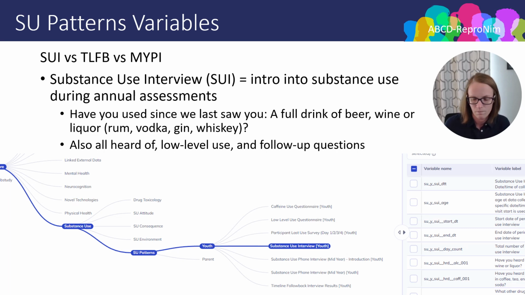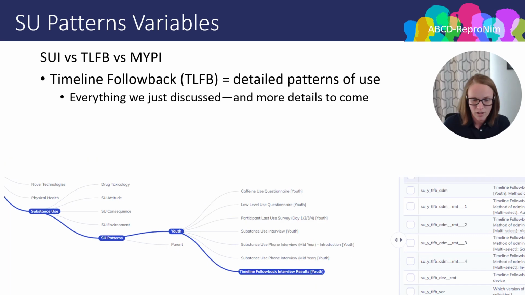The next module that's important to know about is the timeline follow-back. This is detailed patterns of use. Again, there are a lot of summary variables available for you within this table. You can see a snapshot of that in the data dictionary on the bottom right part of the screen. This is everything we just discussed, right? The summary variables of all of those calendars and all the information that our staff are painstakingly going through with our participants.